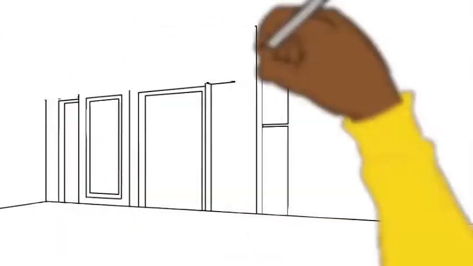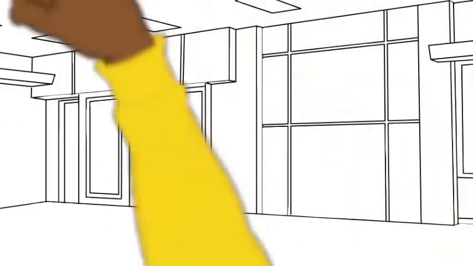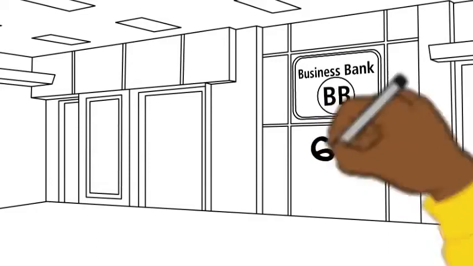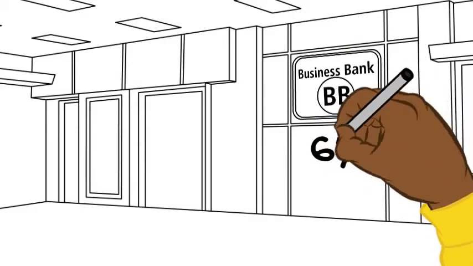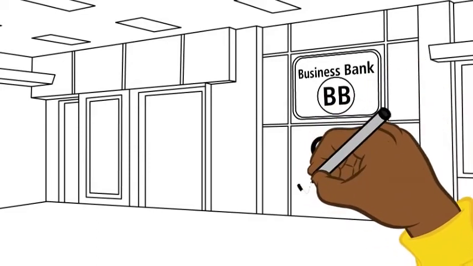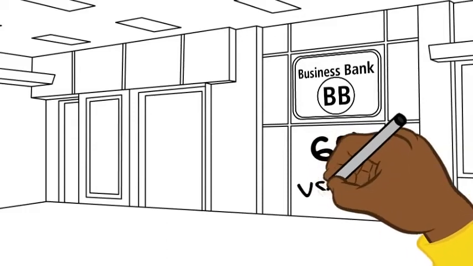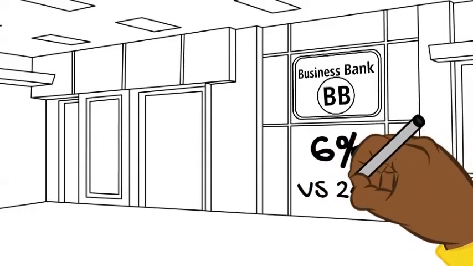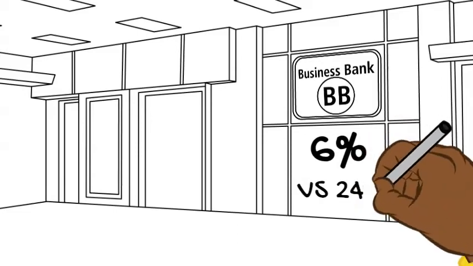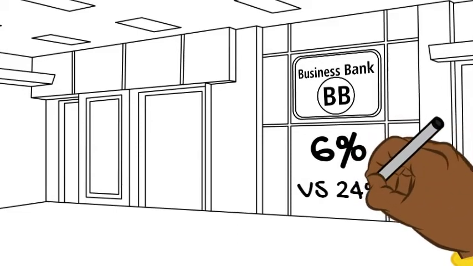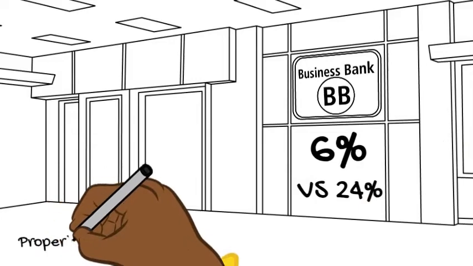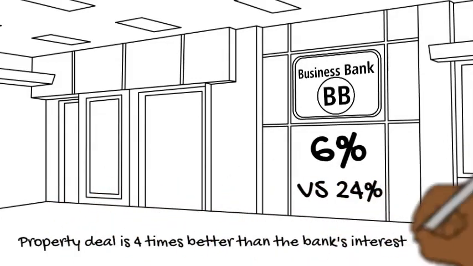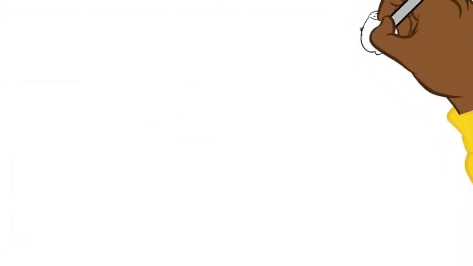What does that mean? You've got to compare this now to what you're getting at the bank. Let's say that you've decided to save your money into a savings account where you're getting a 6% interest rate versus a 24% opportunity if you were to take that money out of the bank account and put it into the property, meaning that this property deal will help your money work up to 4 times harder putting it into the property deal versus the bank account.